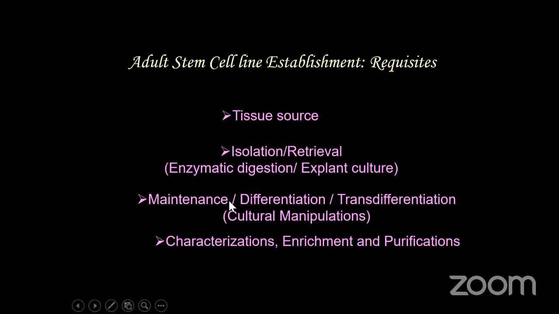Then you have to get the cells, maintain, and differentiate. Another characteristic of adult stem cells is that they are highly plastic. I was telling you about differentiation, then de-differentiation when you are inducing pluripotency. The other is called transdifferentiation. Trans means it is actually crossing the lineage barrier. One cell is becoming another cell type.